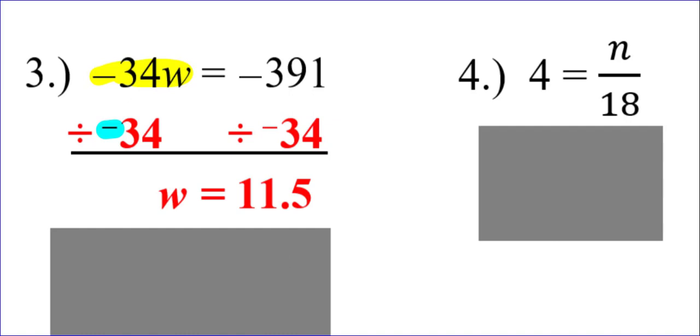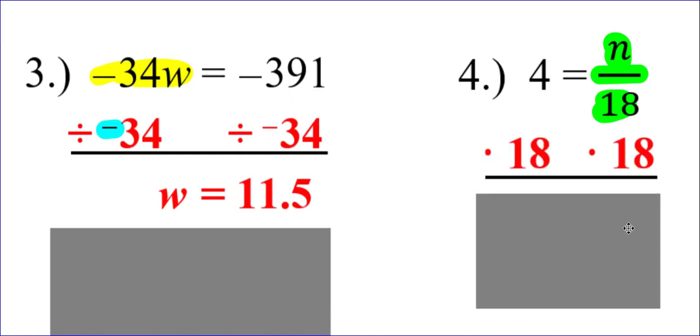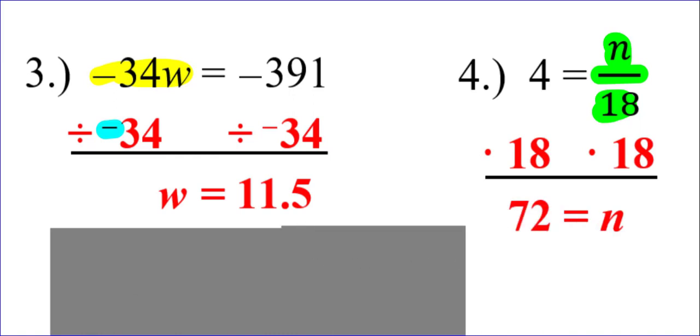Problem number 4. What's happening to the variable? Well, this time the variable is in the numerator of a fraction. Fractions are a creative way of writing division problems. If the variable is in the numerator of that fraction, then yes, you can say the variable is being divided by the 18. The inverse of division is multiplication. We do it on both sides. 4 times 18 will give us 72.